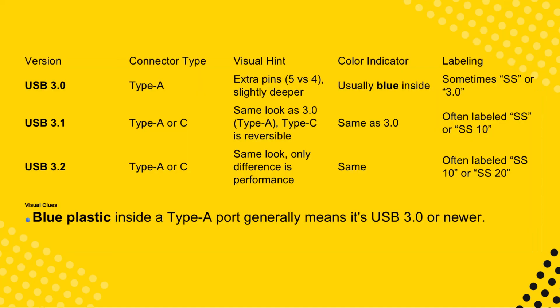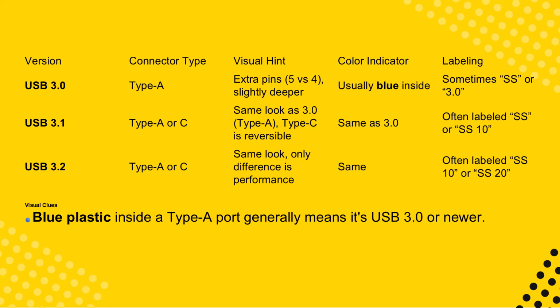USB 3.0, 3.1, and 3.2 can look almost identical, but there are a few clues. Type A connectors often have 5 pins instead of 4 and are slightly deeper. They're usually blue inside and may be labeled SS or 3.0. Same appearance as 3.0 for Type A, but Type C versions are reversible.